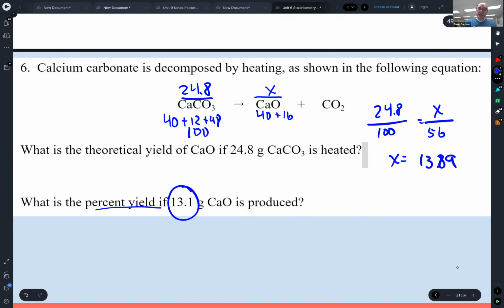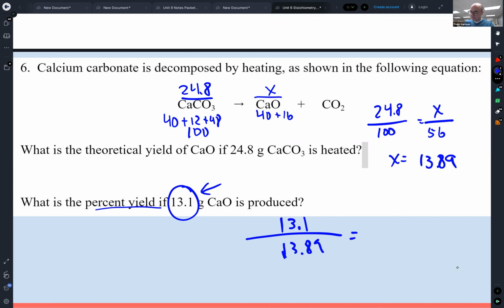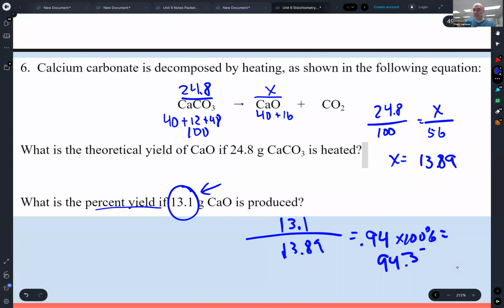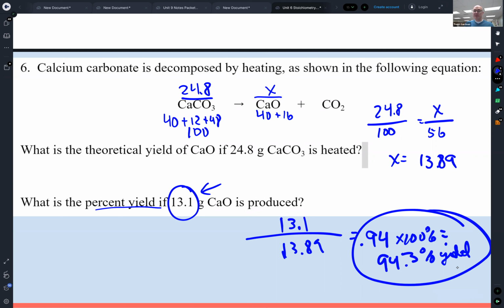13.89. Well, that's pretty doggone close to 13.1, but 13.1 was actually produced. That is my actual value. My 13.89 is my theoretical value. This will give me 0.94. I multiply by 100%, and what you get is 94.3% yield, meaning that we are about 5.7% in error. Not too shabby for a practice problem.